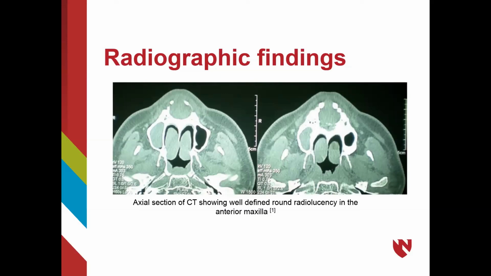This figure is an axial section of a CT scan, and as you can see, a round, well-defined radiolucency at the anterior maxilla, which is towards the top of the picture. The image on the right demonstrates the location of the lesion, which is posterior to the maxillary incisors. Now that we've discussed the radiographic features of the nasopalatine duct cyst, it is important to establish a differential diagnosis when talking about any lesion.